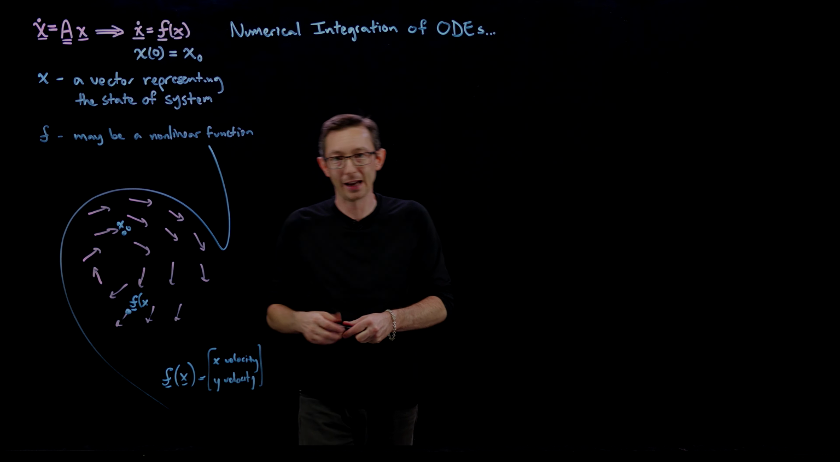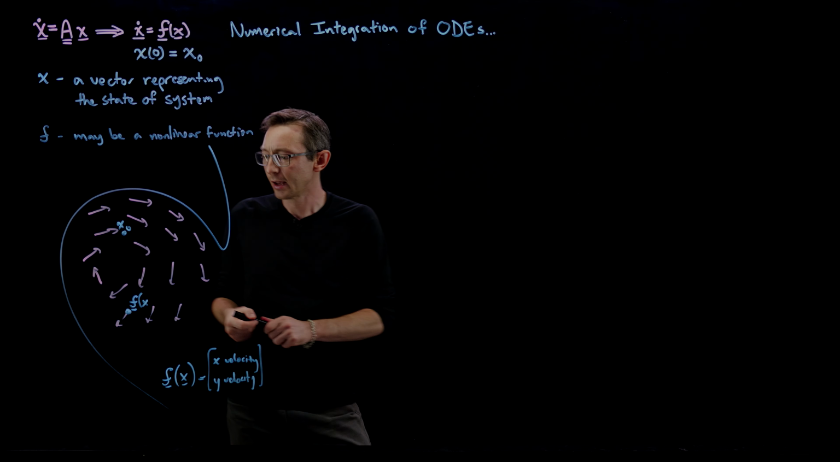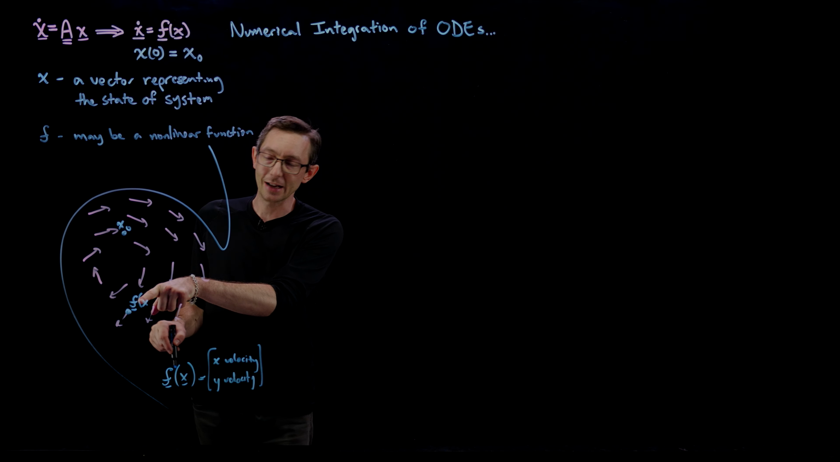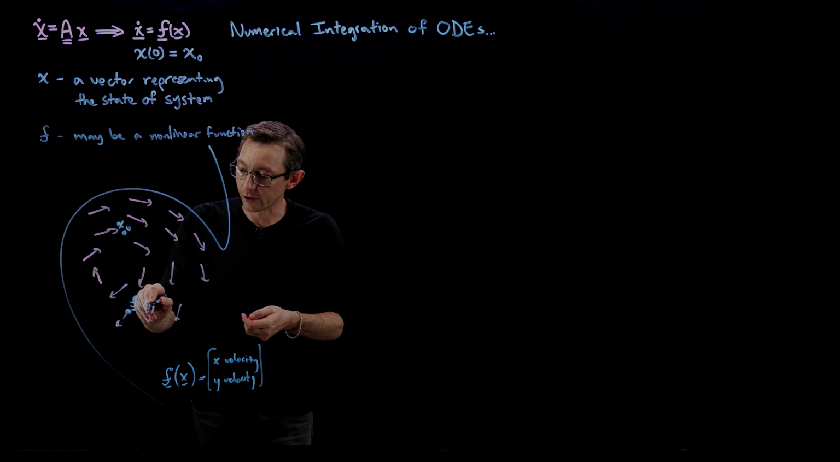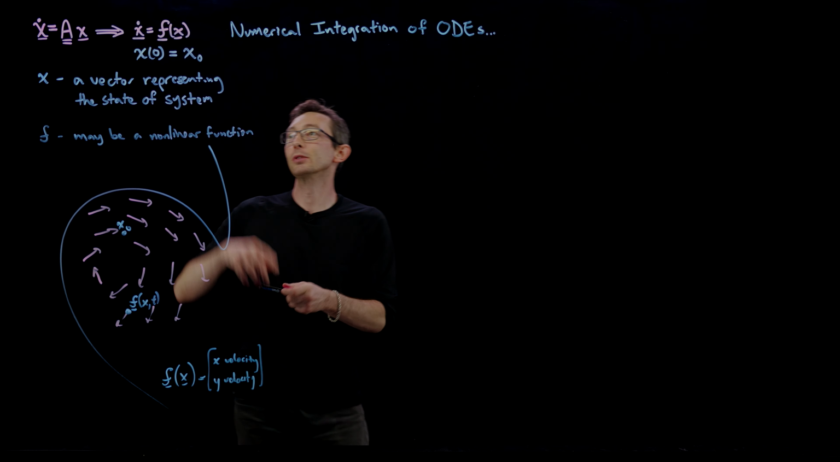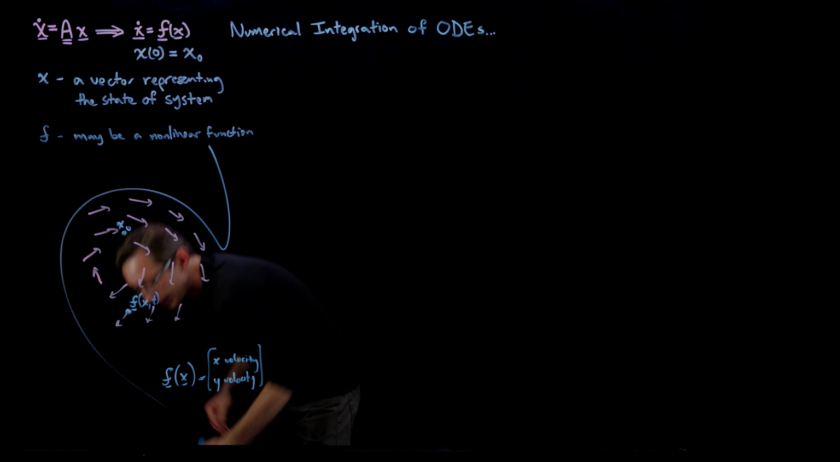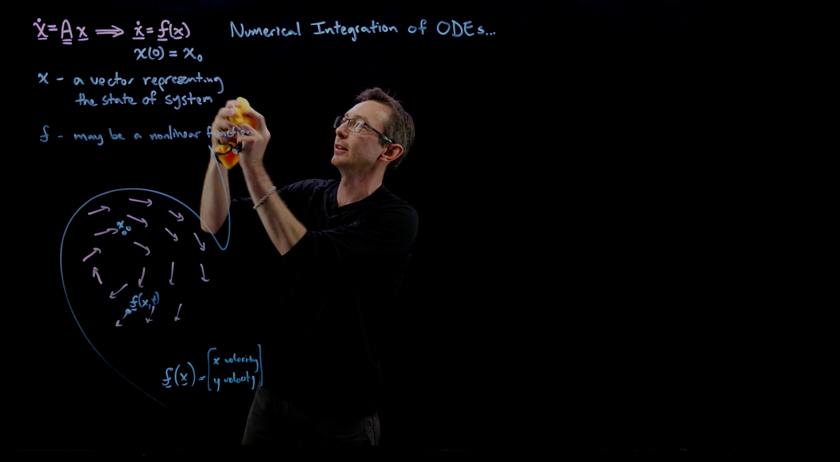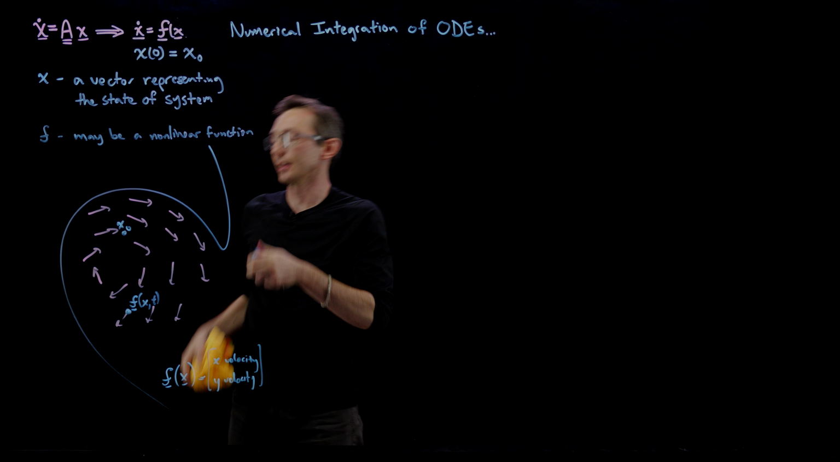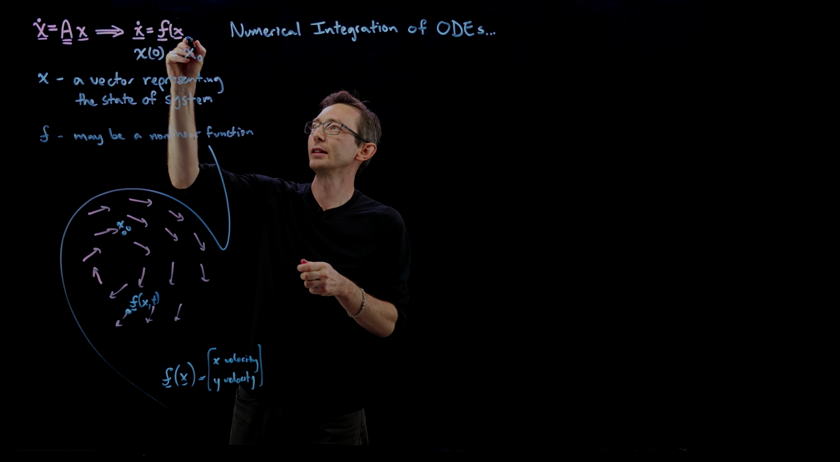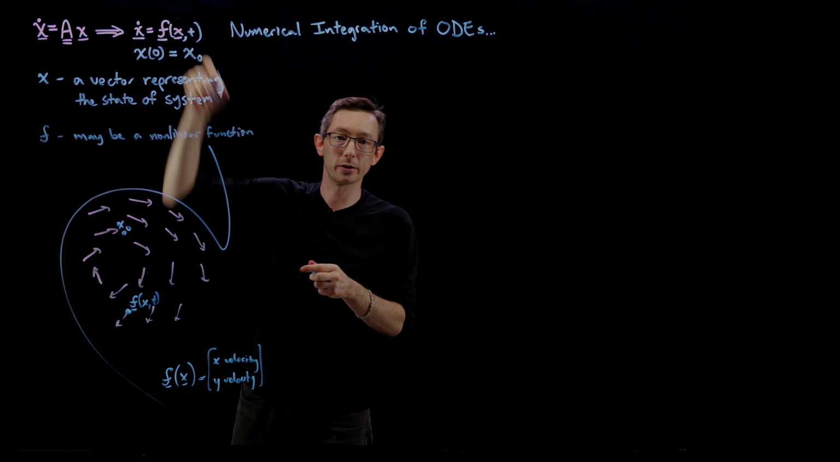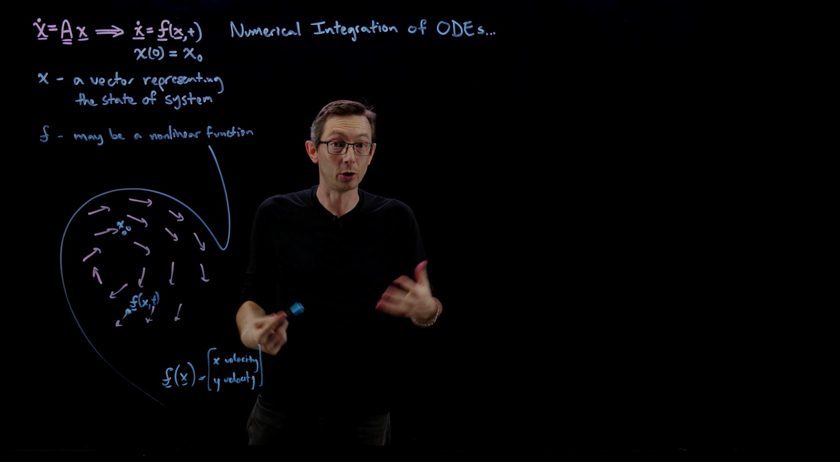Okay, f of x would have some x velocity and some y velocity component. I'm also going to say that this is not just some function of x, but it's also a function of time. So realistically, I should generically add in this possibility that my function, my right-hand side ordinary differential equation, can be changing or evolving in time.